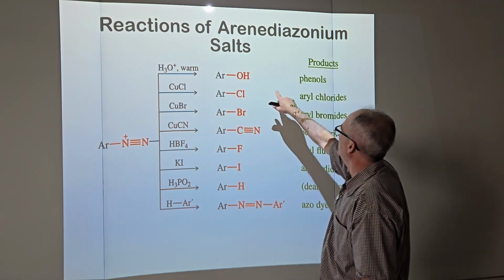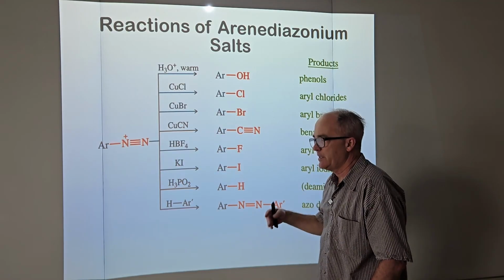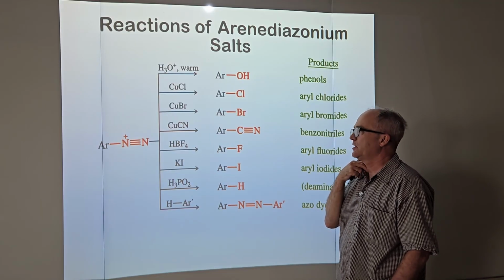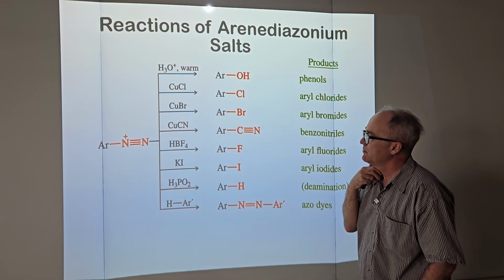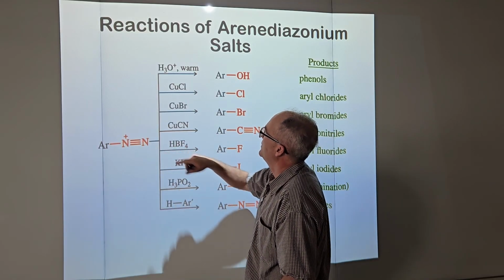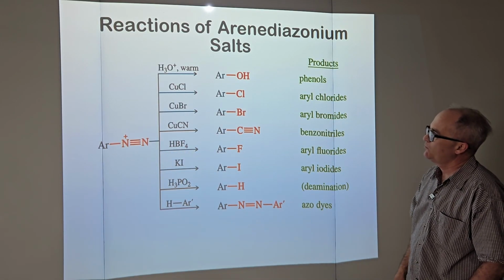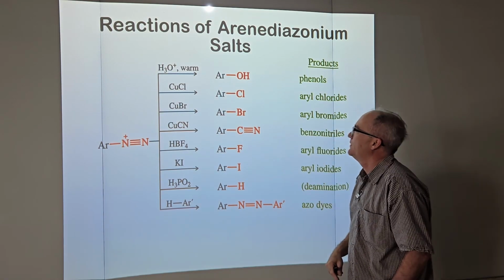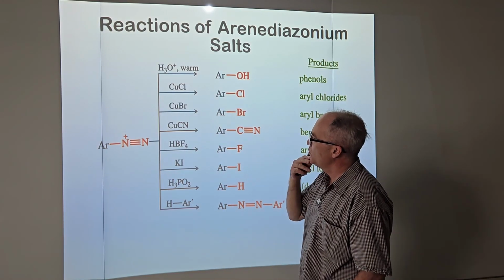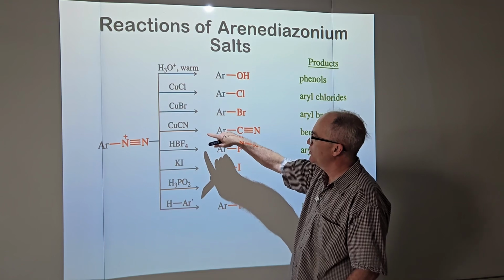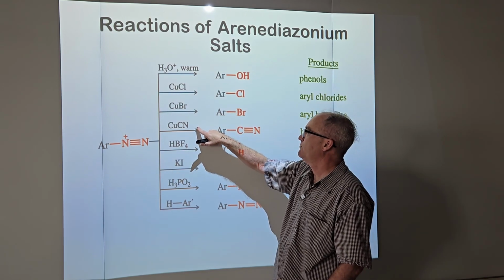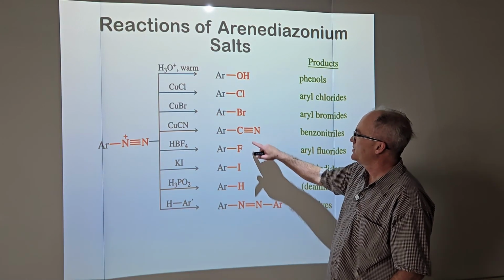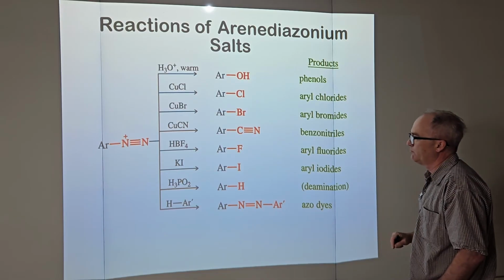And this is how phenol is commercially made. They nitrate benzene, they reduce it to aniline, they hit it with sodium nitrite with HCl. They form this salt, and then they add warm acidic water, and voila, there comes phenol. And here's some cuprous compounds, cuprous chloride, cuprous bromide, and that would be copper 1 cyanide, copper 1 bromide, copper 2. And so that's how you can put a cyanide group on a ring.